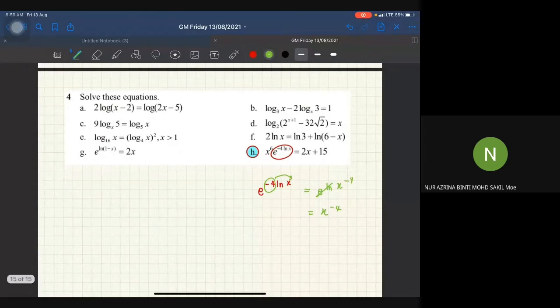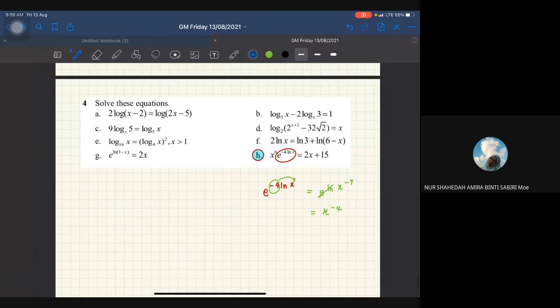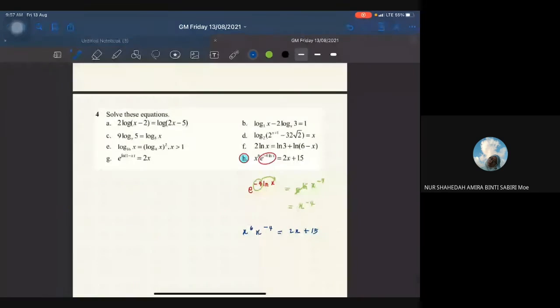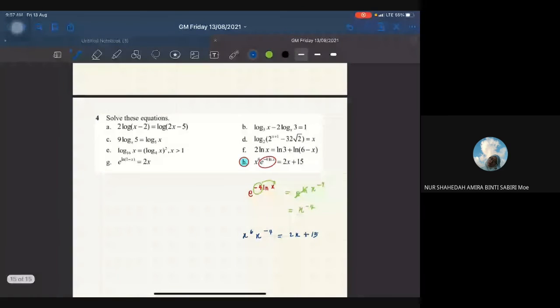So, sekarang dah boleh solve kan ke belum? Does it seem simpler to you? Yes. Very much simpler kan? Yes. Okay. So, yang ni solvekan sendirilah. Try solvekan sendiri. Awak akan dapat x to the power of negative 4 is equal to 2x plus 15. Ni dah jadi macam soalan kuadratik yang biasa. Cuma solvekan the left part je dulu. Okay. So, yang ni awak solvekan sendiri, okay?